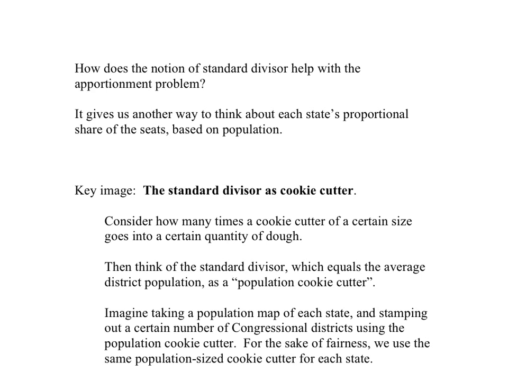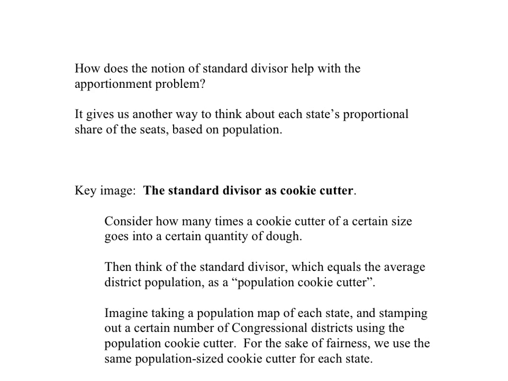Now, here's a new way of thinking about it. Key image: the standard divisor as a population cookie cutter. Consider how many times an ordinary cookie cutter of a certain size goes into a certain amount of dough. You stamp out a cookie right there, you stamp out another cookie, and another. At the end of the day, the amount of dough you had enabled you to stamp out a certain number of cookies of the same size.